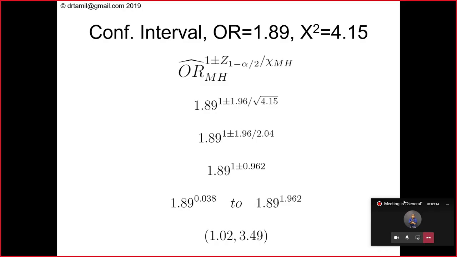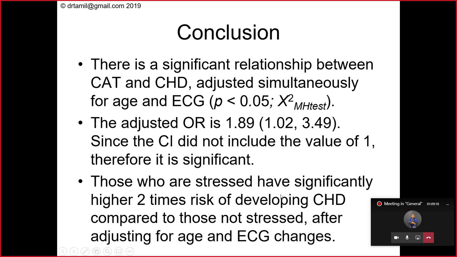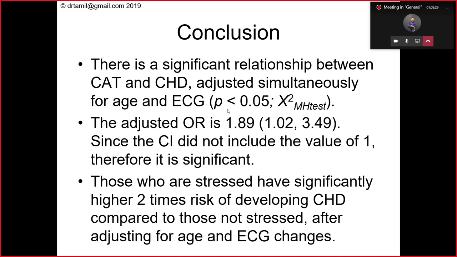So we already showed you how this is done. Conclusion: there is a significant relationship between catecholamine and coronary heart disease. Adjusted simultaneously for age and ECG, the p-value is less than 0.05 when we do the chi-square for the Mantel-Haenszel test. The adjusted OR is 1.89. The confidence interval is 1.02 to 3.49. Since the CI did not include the value of 1, it is significant. Therefore, those who are stressed have a significantly higher, 2x, risk of developing coronary heart disease compared to those not stressed after adjusting for age and ECG changes.